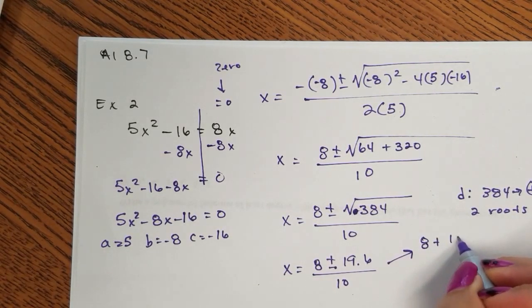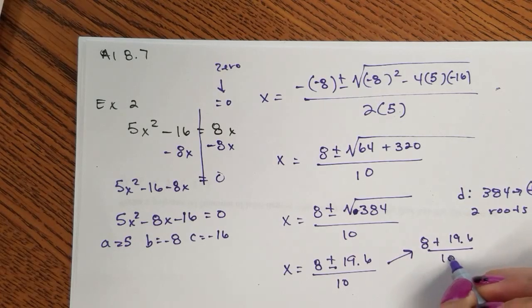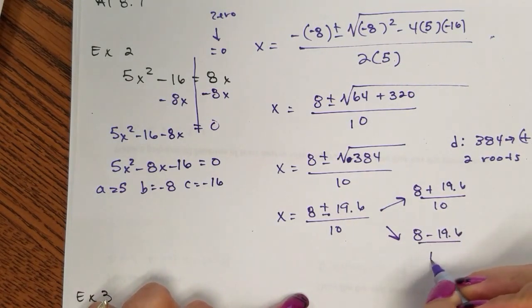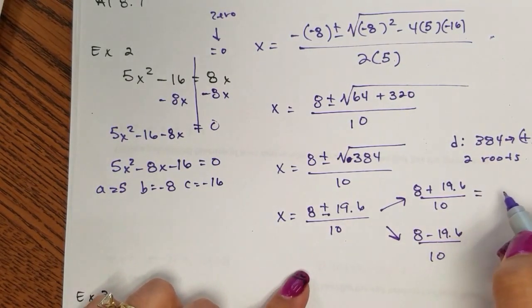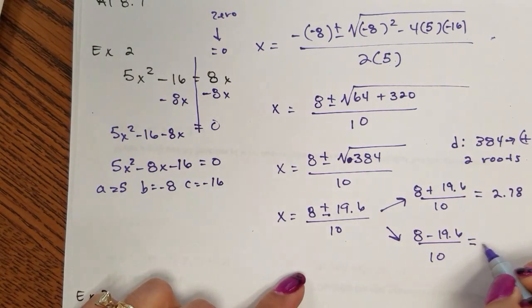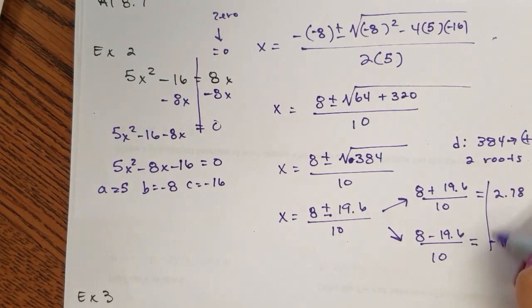You have 8 plus 19.6 over 10 and 8 minus 19.6 over 10. And that's going to give you 2.78 approximately and -1.16 approximately. So these are your zeros.